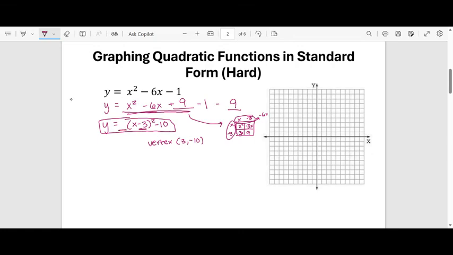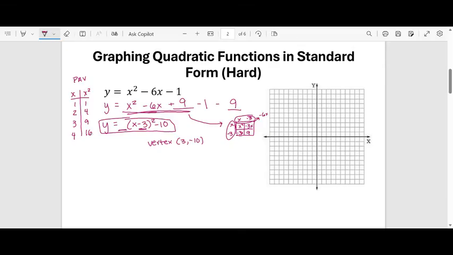So again, when my coefficient's 1, my pattern about the vertex table is just going to give me x and x squared. So I'll go left and right 1, left and right 2, left and right 3, and left and right 4, up 1, up 4, up 9, and up 16. Let's go ahead and graph it.